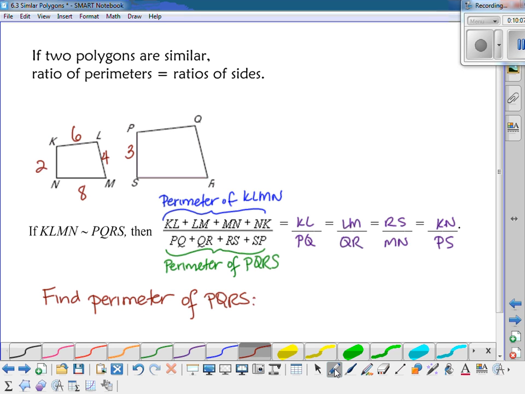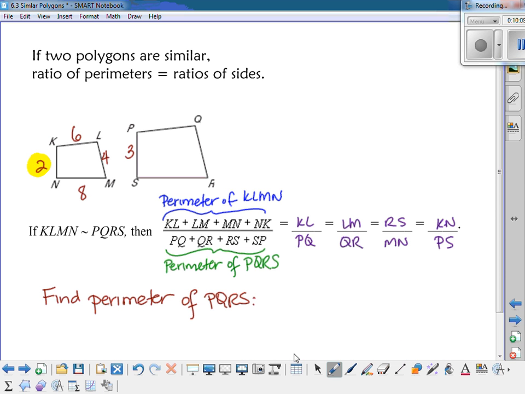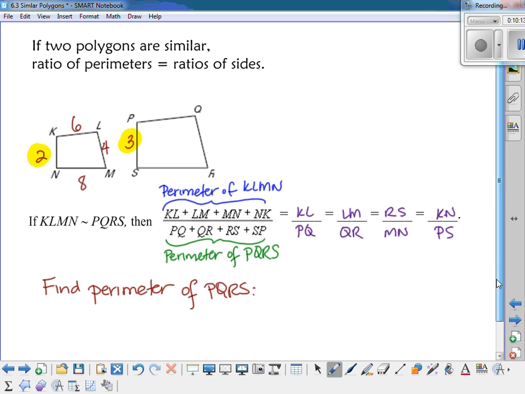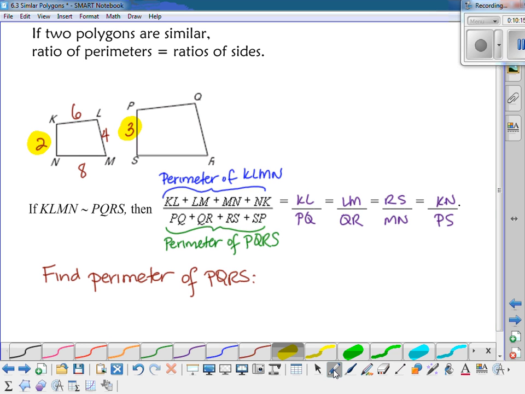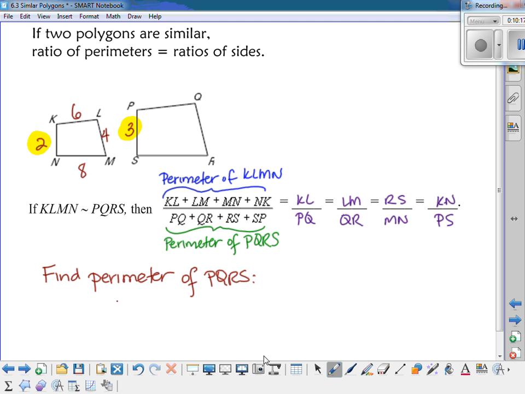So I can see that KN corresponds to PS, and therefore 2 to 3 is going to be the same ratio as the perimeters. Well, if I add up 2 plus 6 plus 4 plus 8, that equals 20. So the perimeter of KLMN is 20.